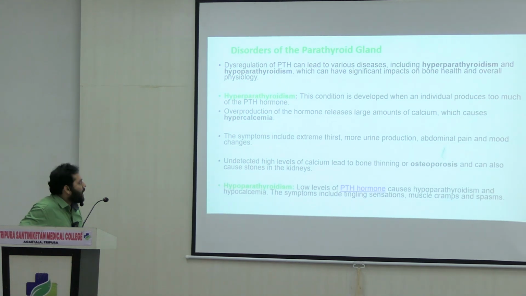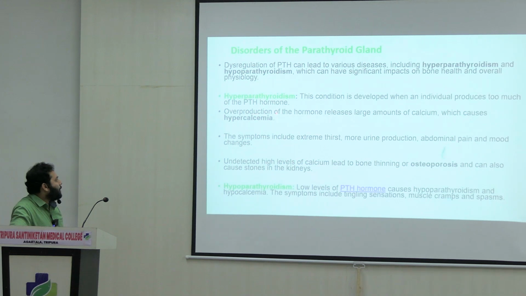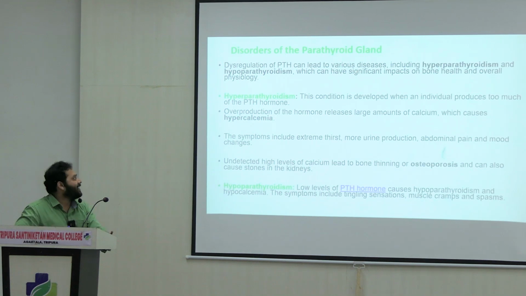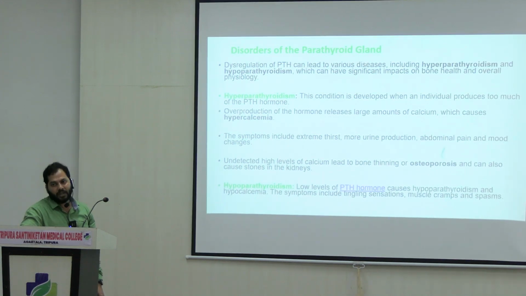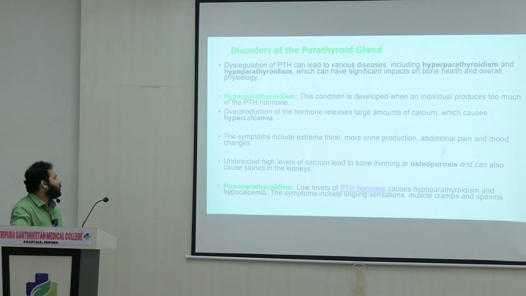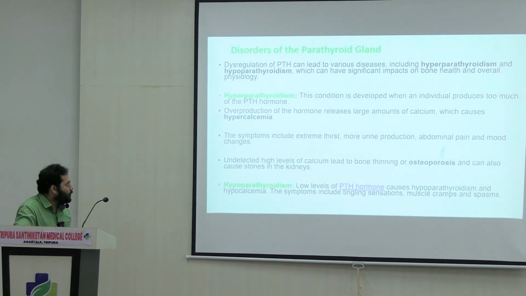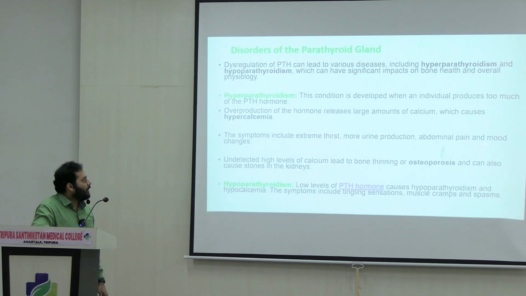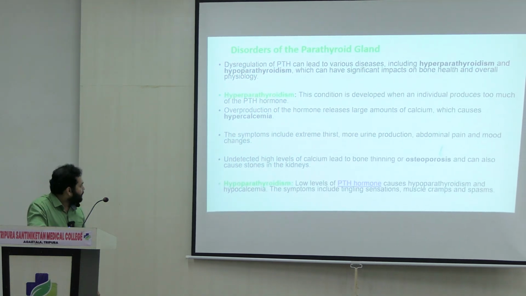So, if the PTH level is high, how does it alter the calcium? Overproduction of the hormone releases a large amount of calcium, right? And this causes hypercalcemia. So, this is the pathological condition that is related with the disorder. In this particular case, we have seen there is a large amount of blood calcium, meaning the regulatory mechanism is not working properly. That is why there is an imbalance of calcium in the flowing blood. So, what are the most important symptoms related with hypercalcemia or hyperparathyroidism? They include extreme thirst, more urine production, abdominal pain, and frequent mood changes.